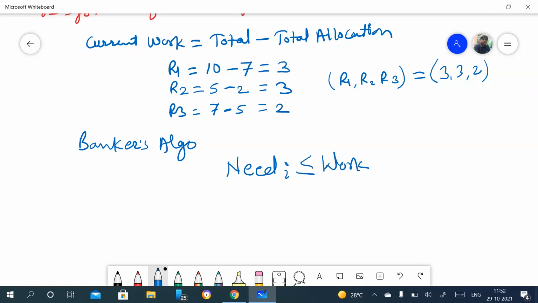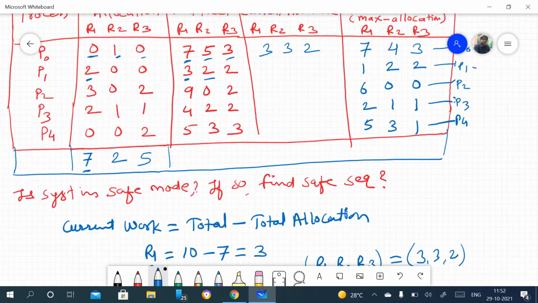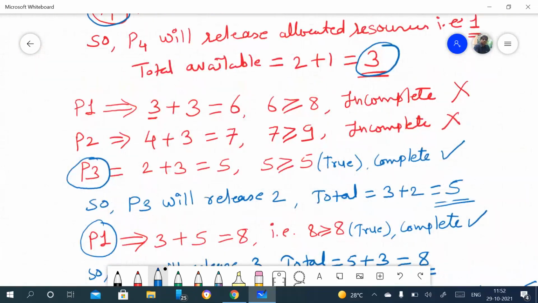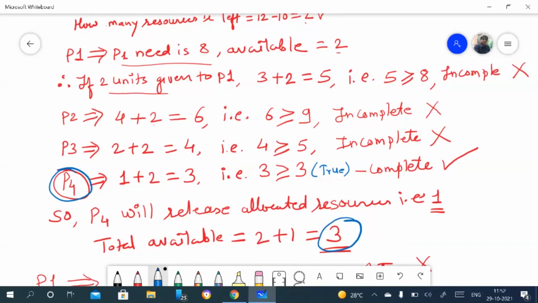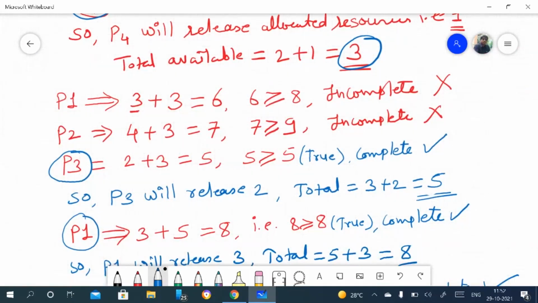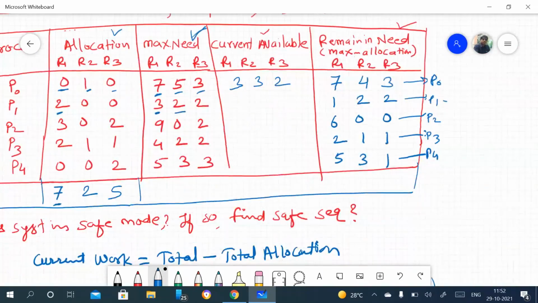So if this is true, then we'll say work equals work plus allocation. So this we have seen in the previous example also, right? Now we'll just go for every process one by one. I'll not write all these details, whatever details we have just written. So simply I'll write in short for this Banker's algorithm. You just understand what I wanted to write there.